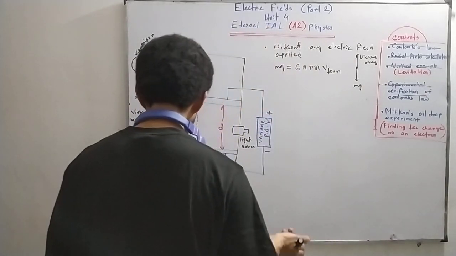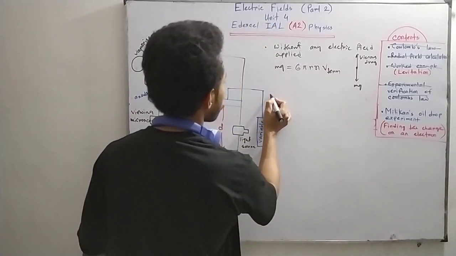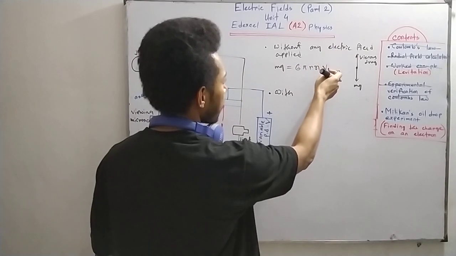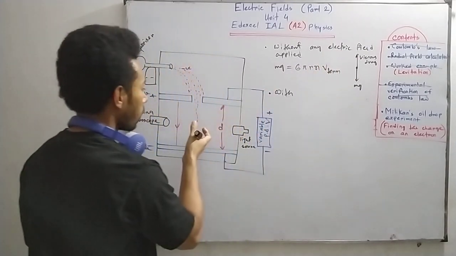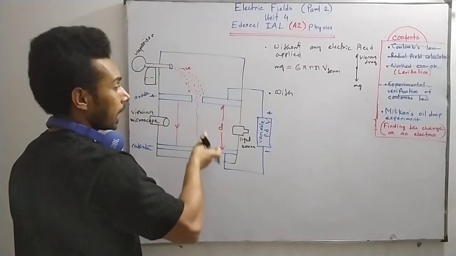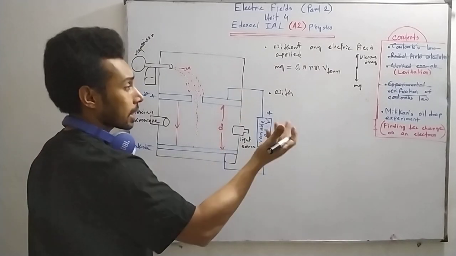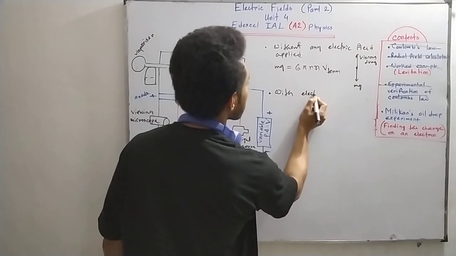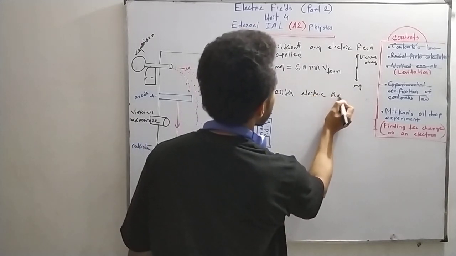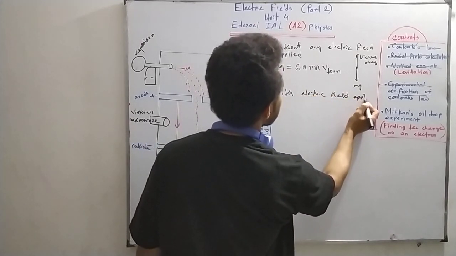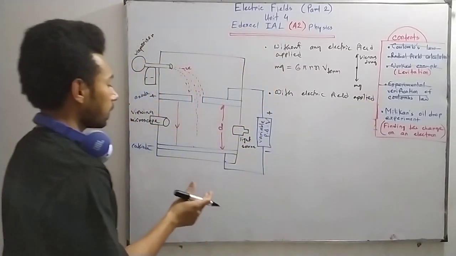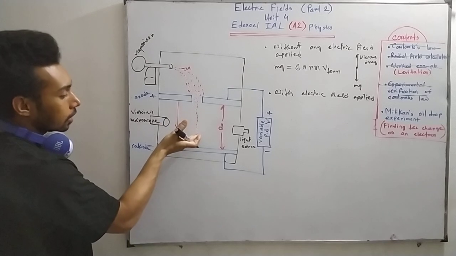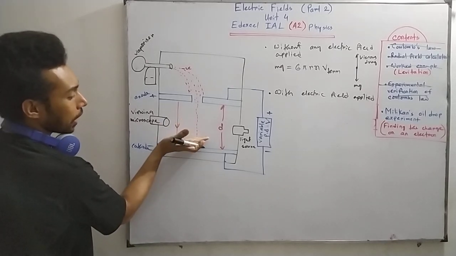And when you apply the electric field, in this case there was no electric field, the oil droplet falls due to gravity, and the weight was balanced by the viscous drag since upthrust is ignored. So with electric field applied, Millikan made the oil droplets to be held stationary.